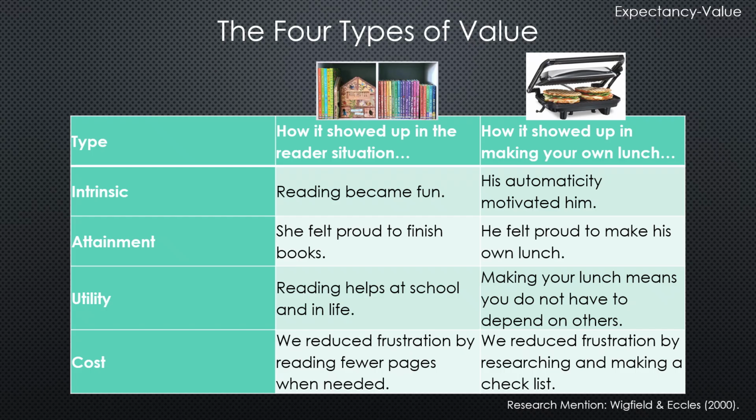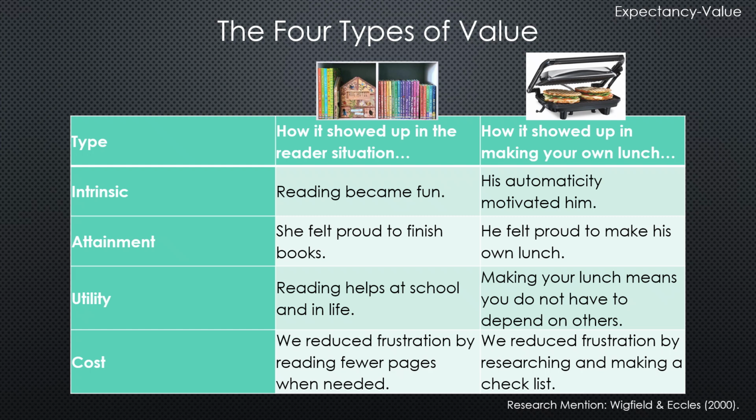We have intrinsic value, and this is doing the task for its own sake or because you find it satisfying. With the little girl and her reading became more fun. With the little boy and his sandwich, the automaticity that he acquired motivated him to want to make his own sandwich. Then we have attainment value. This is the drive to do a task because doing well on it confirms your personal identity.